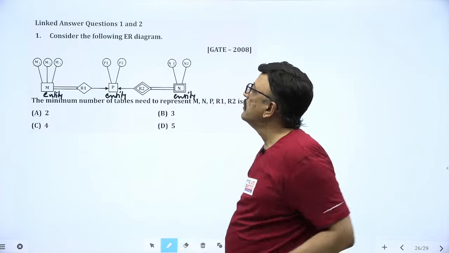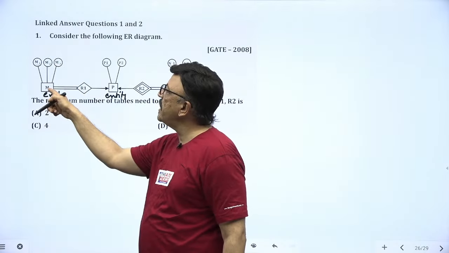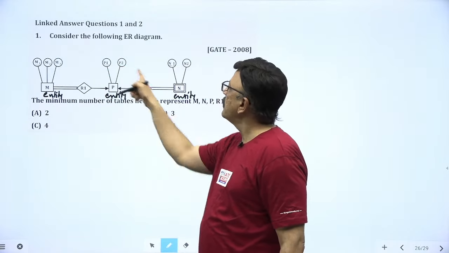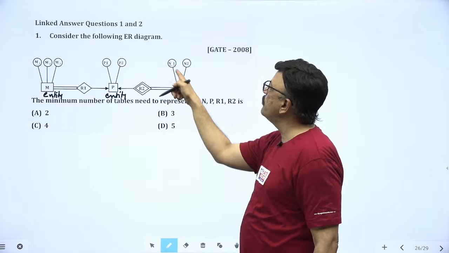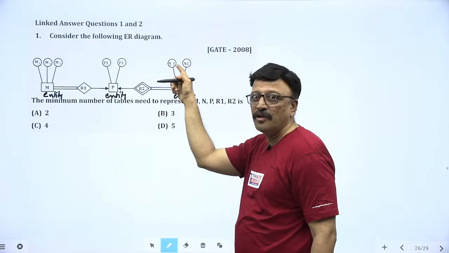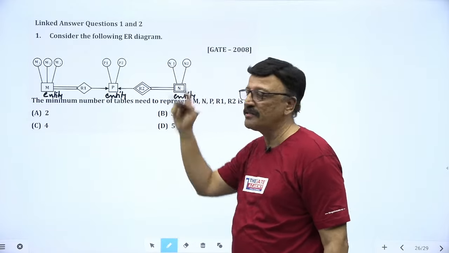Okay, fine. And what about M1, M2, M3? These are attributes of this entity M. What about P1, P2? Attributes of P. N1, N2, attributes of N. Look how N1 has been dashed, not a solid underline, dashed, like the dependent name was. Okay.